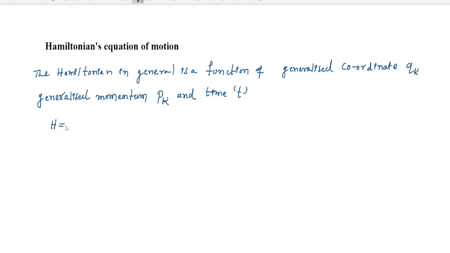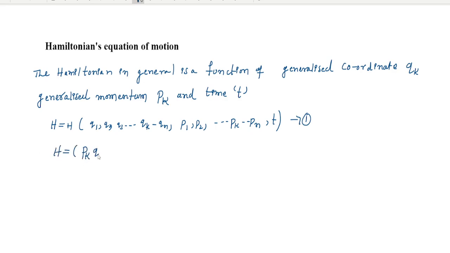So H is a function of q1, q2, q3 and so on, qk, qn, p1, p2 and so on, pk, pn, and t. Or else, simply we can write H is a function of pk, qk and t.